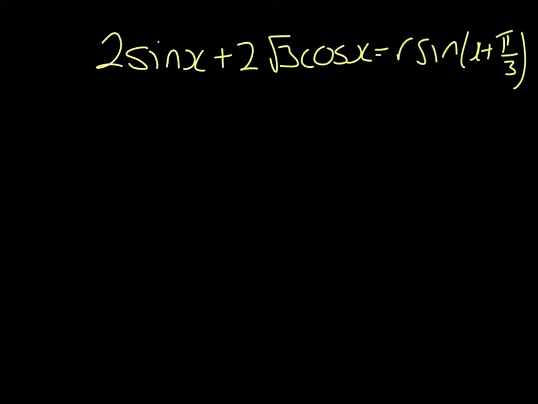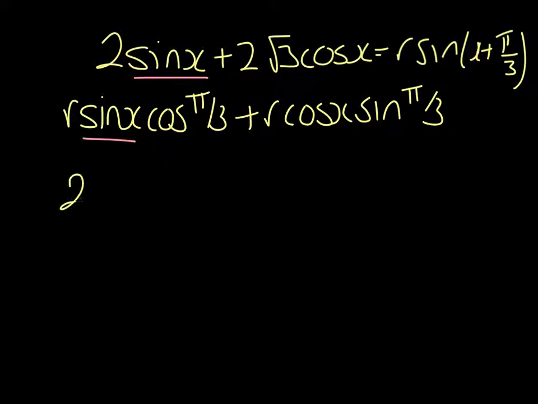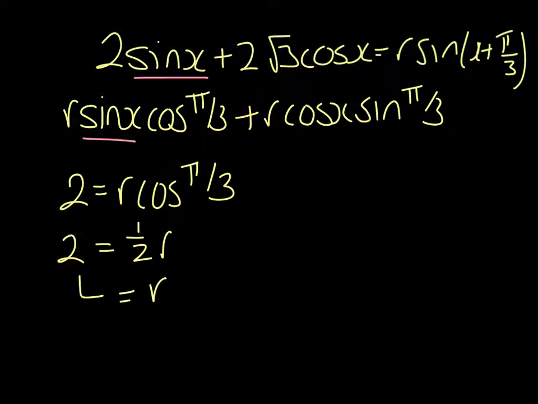To answer this question, I'm going to take the right hand side and expand it using the sine addition formula. So that gives me r sine x cos of pi over 3 plus r cos x sine of pi over 3. And if we equate coefficients of sine x and sine x, that tells me that 2 has to equal r cos pi over 3. So 2 equals 1/2 r, so r would be 4.